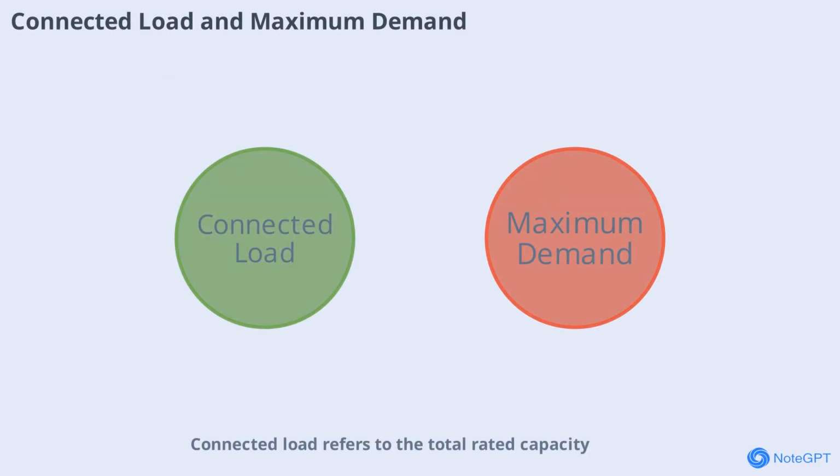Connected load refers to the total rated capacity of all electrical devices connected to the power system. However, not all devices are used at the same time. Maximum demand is the highest level of power required by the system during a specific period. Typically, maximum demand is less than the connected load, since consumers rarely use all their devices simultaneously. Understanding these concepts helps in designing and operating efficient power systems.